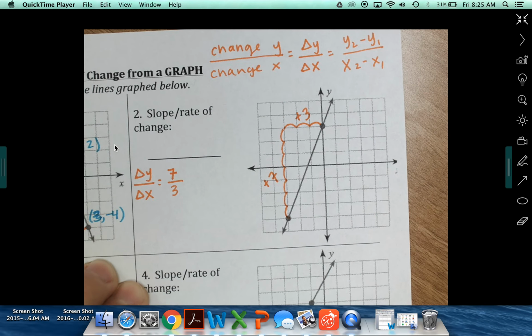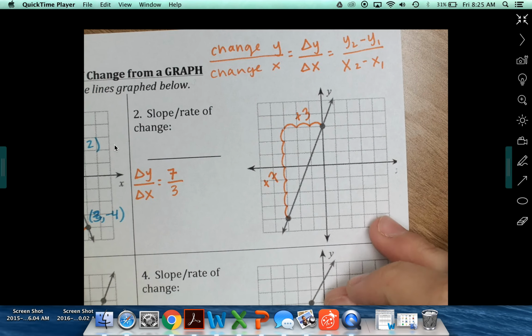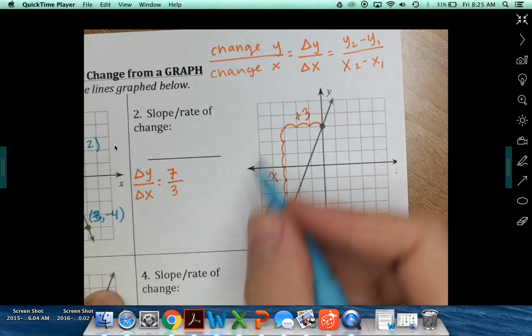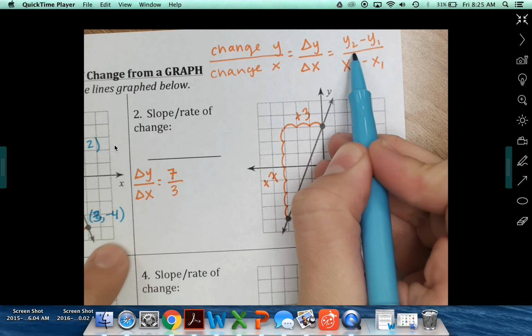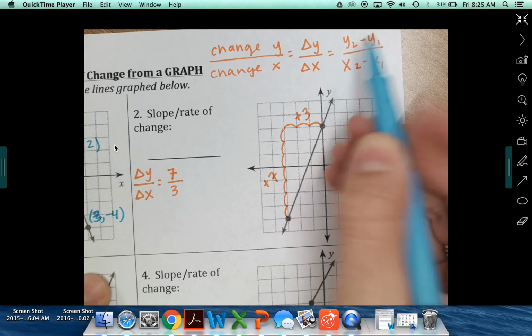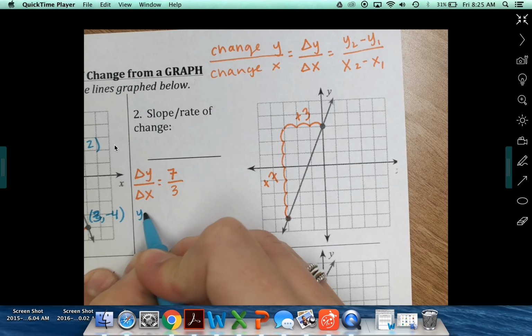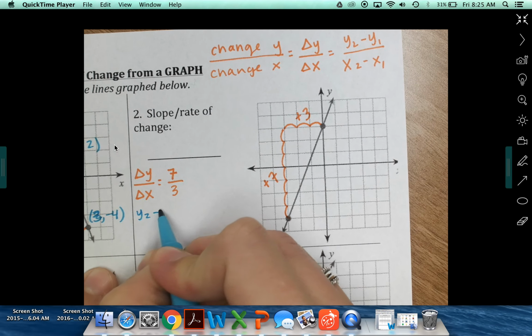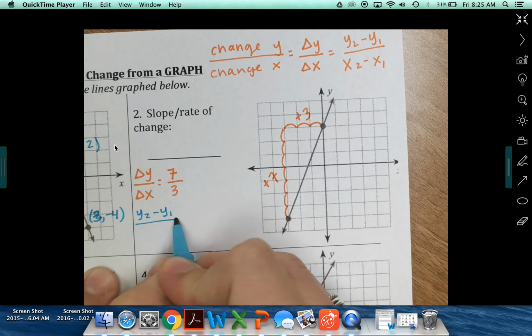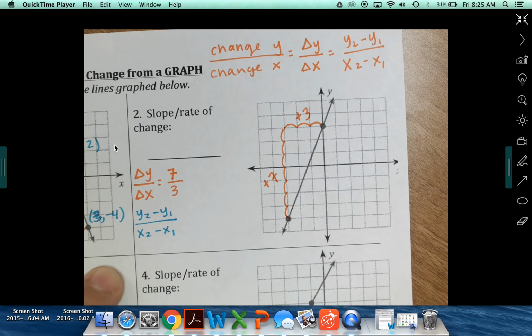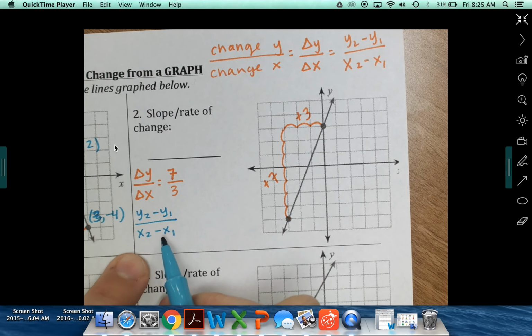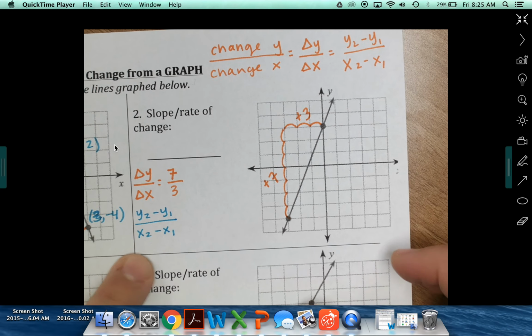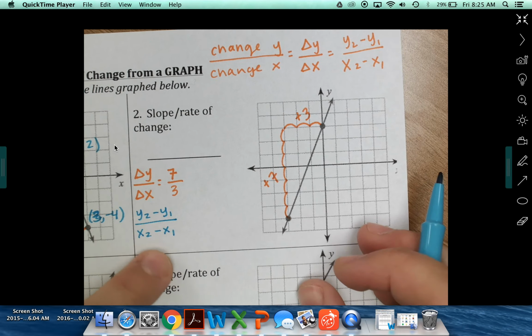Okay, the other method that will come in handy in just a second when you get to the next section: remember, you can also figure out your change if you take your second y value minus your first y value and put that over the change in your x values. Okay, so using this formula, if that's something that you would be interested in doing. I know some of us like to have a formula.